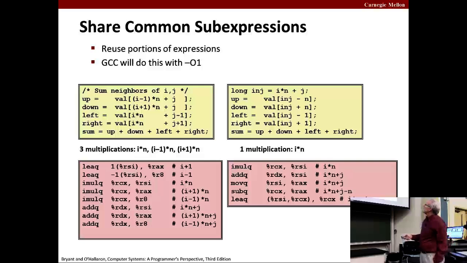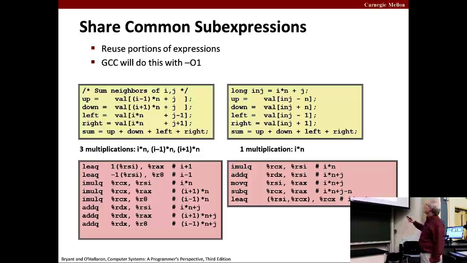And if you do this and just compile it straight through, unfortunately, it appears as if there are 3 different multiplications by n: I minus 1, I plus 1, and I. If the compiler isn't too clever, it won't realize that these are related to each other, and it will issue 3 different multiply operations just to do this one pixel thing.